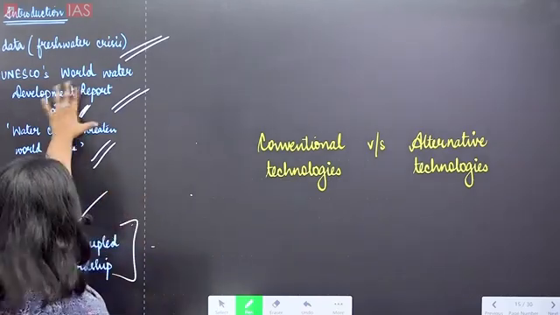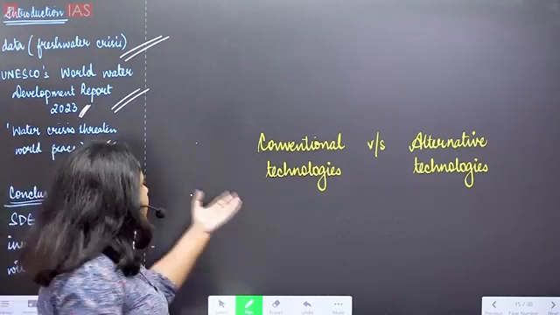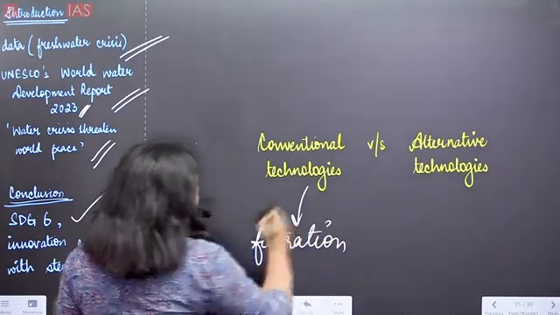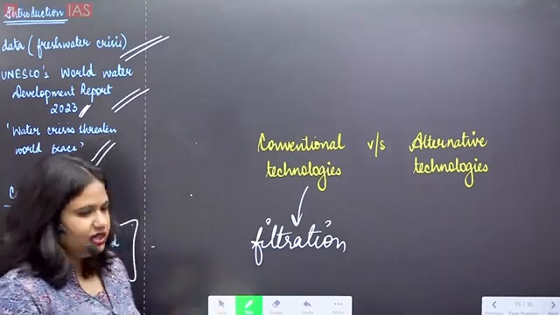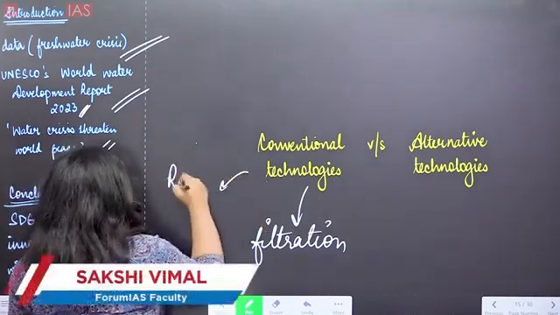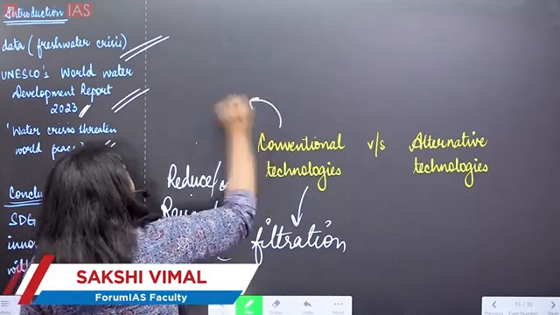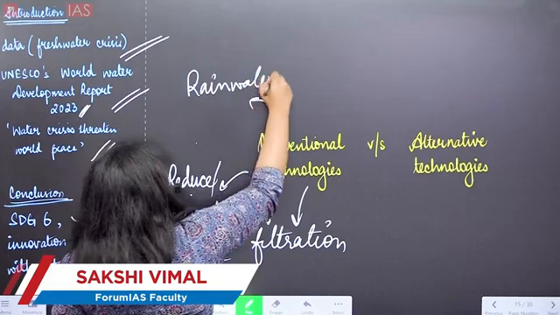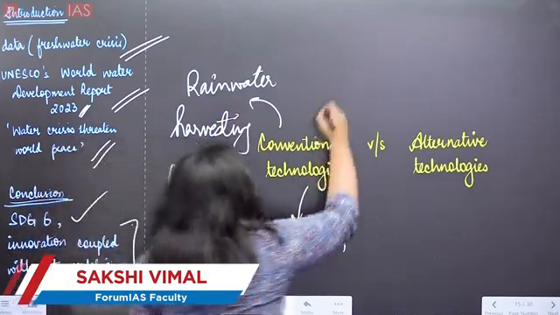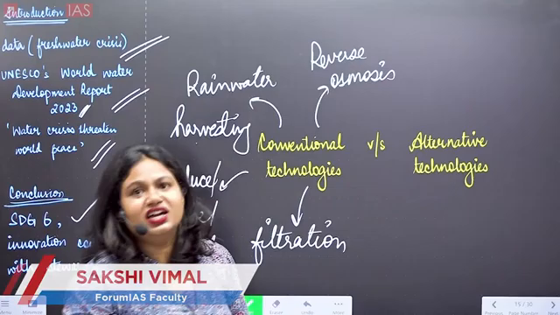For solving the problem of the freshwater crisis, there are conventional technologies that are available, and there are alternative technologies. Conventional technologies means filtration technologies, so sand filter, activated carbon filter. Another thing for reducing this freshwater crisis, we tend to say reduce, reuse, recycle. We tend to talk about rainwater harvesting. What else? We have reverse osmosis systems, RO systems. All of these are conventional technologies.